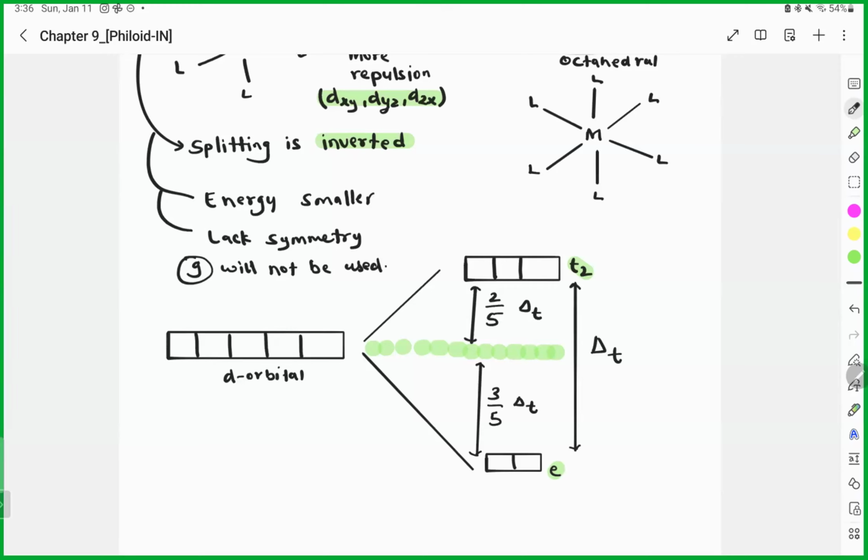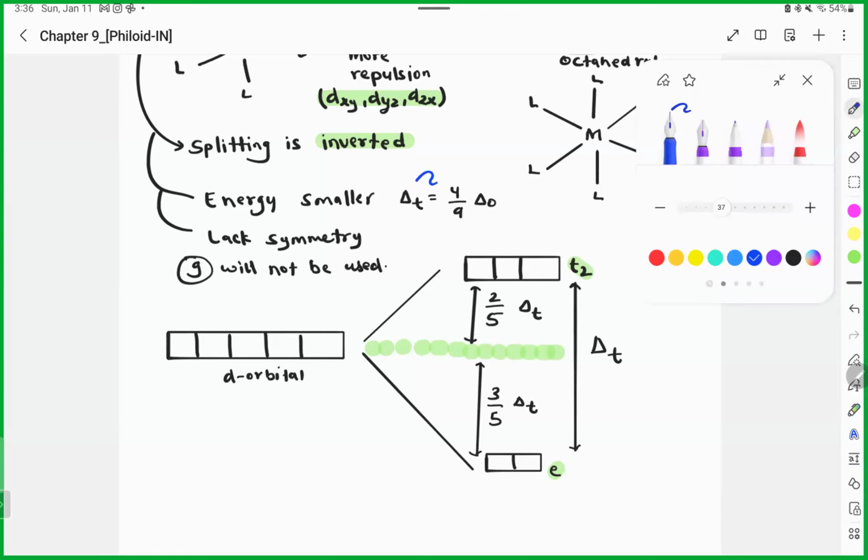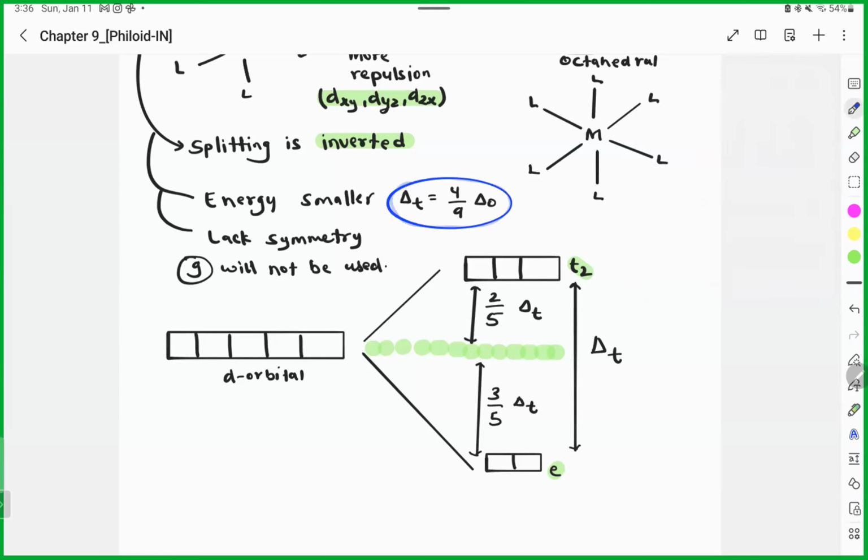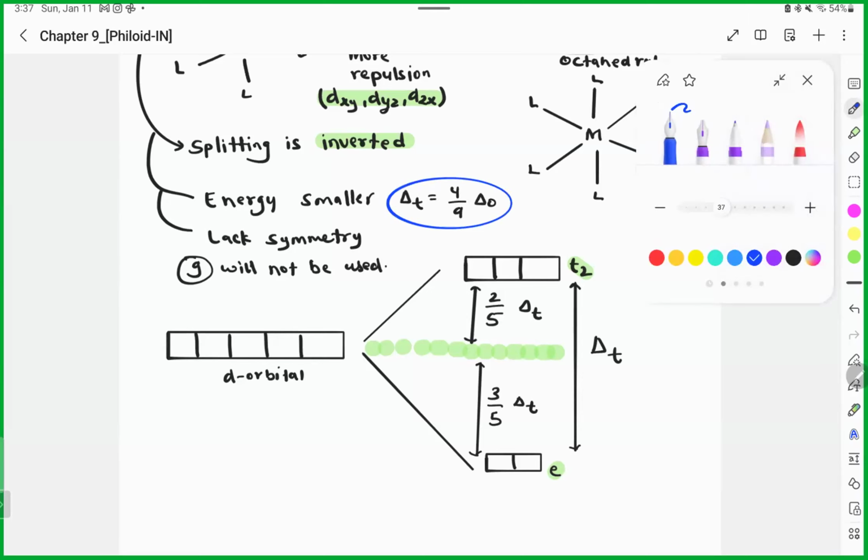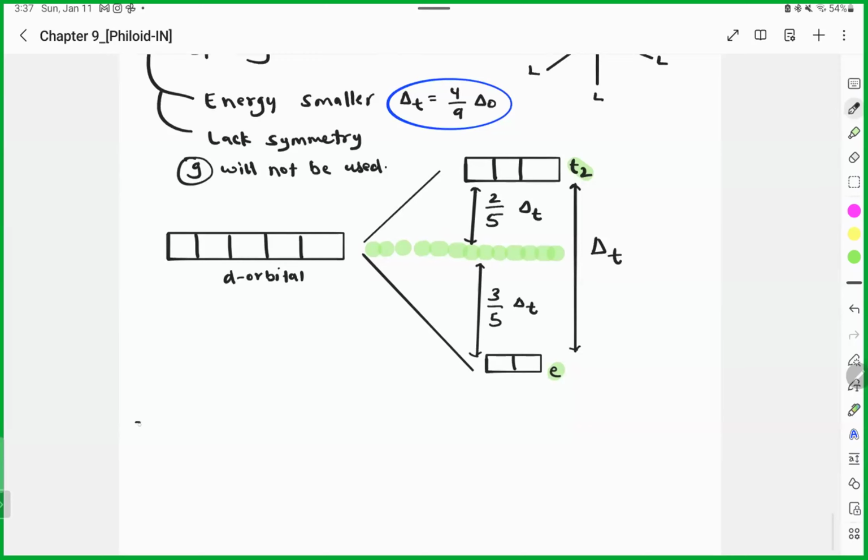Overall energy in the tetrahedral will be less, we already said. How much? Tetrahedral energy will be 4 by 9 of the octahedral energy. It is very less. Because of this, the energy gap between these two is very small, and an electron can easily jump from one orbital to another. I will write here: because this delta t is very small, the energy gap is less.